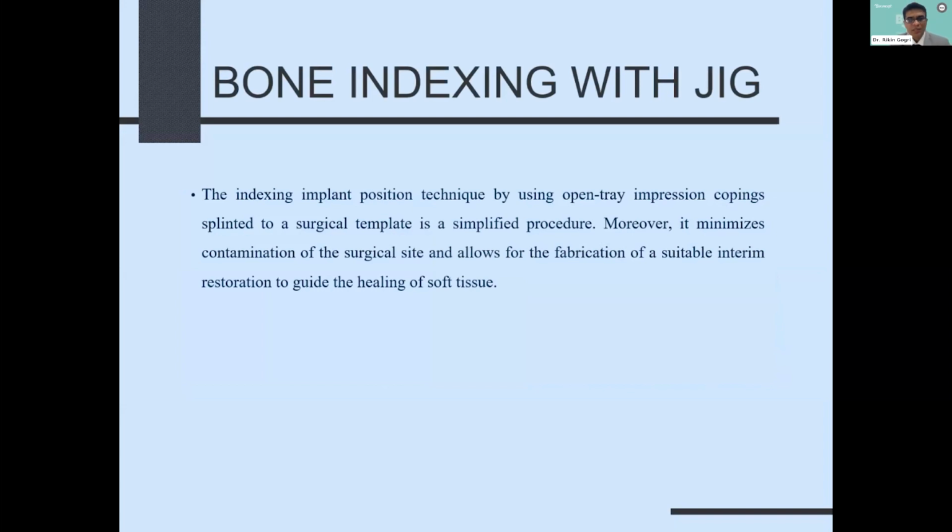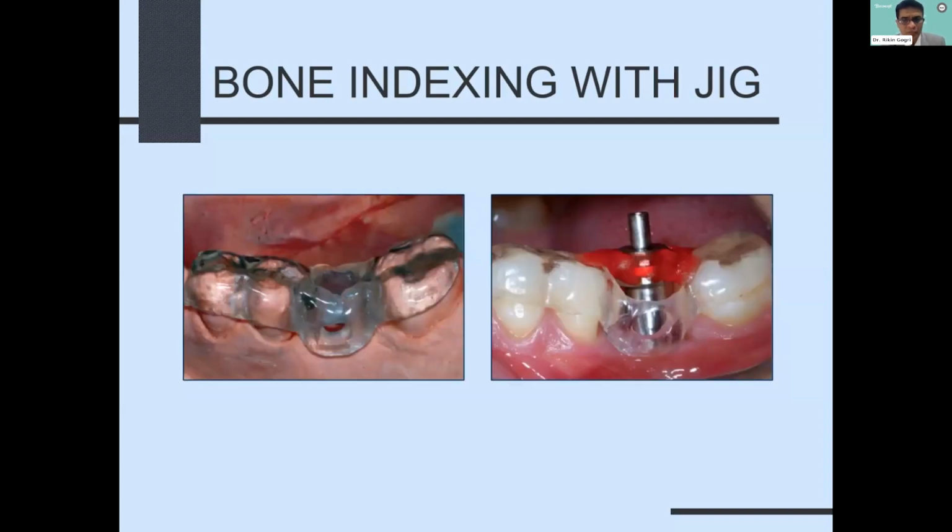Bone indexing with jig. Indexing implant position technique by using open tray impression copings splinted to a surgical template is a simplified procedure. So as I said, there are many ways to take a record and impression. Some require lab support back and forth. Some ensure that you eliminate a few steps and make sure that your recording is 100% so that the patient only has to come back for fixing of the final crown.